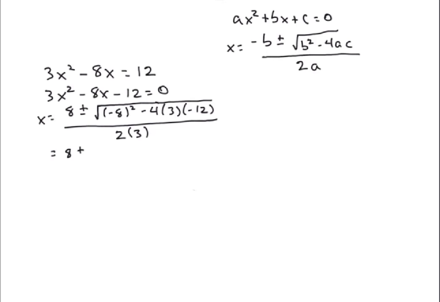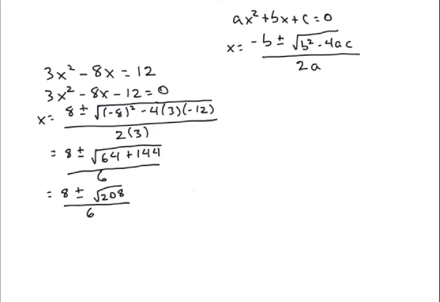So this is going to be 8 plus or minus square root of 64. 4 times 3 times 12 is 144. And a minus and minus cancel, so we end up with 64 plus 144 over 6, which is 8 plus or minus square root of 208 over 6.